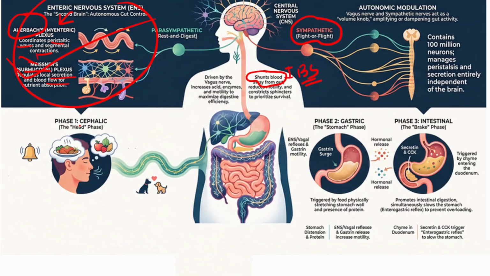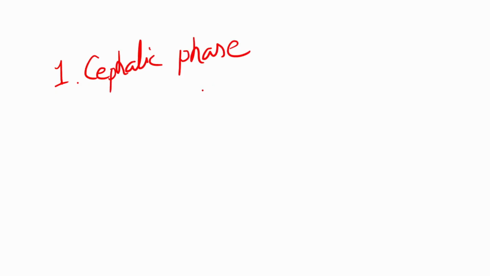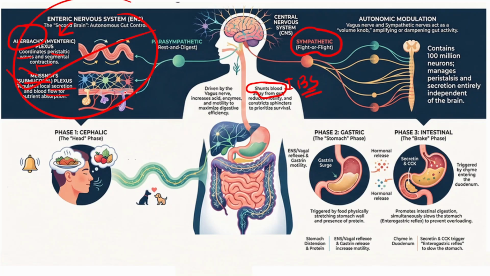Now, the sequence of phases of digestion. Digestion is divided into 3 sequential but overlapping phases named for where the controlling stimuli originate. The first one is the cephalic phase. This cephalic phase begins before food even enters your mouth. The sight, smell, thought, or taste of food activates sensory centers in the cerebral cortex, which relays signals to the hypothalamus, which activates the vagus nerve.